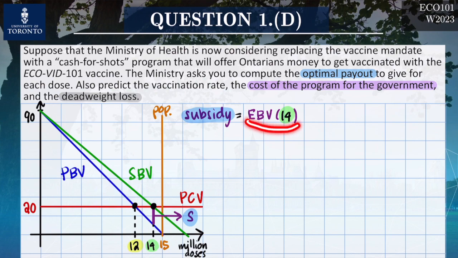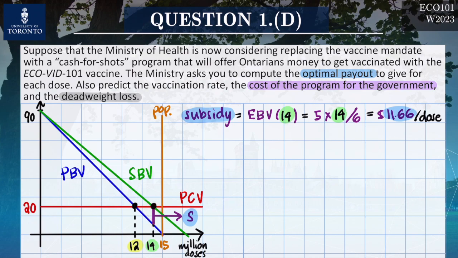And again, remember that we've built an entire function for the external benefit of vaccination. We did this in part A, and this was equal to 5 times the number of doses being given, which at the optimal is 14 million, and we divide this by 6. This is, remember, simply our external benefit function, and when you compute this value, you find that this optimal subsidy is $11.66 given to people in exchange for receiving their dose of this ECO101 vaccine. And as I said, this will ensure that we restore efficiency.